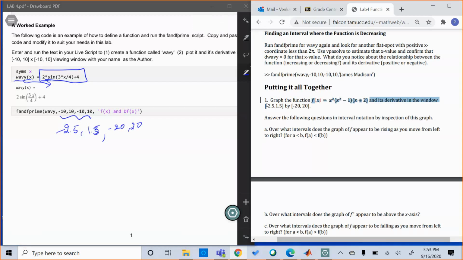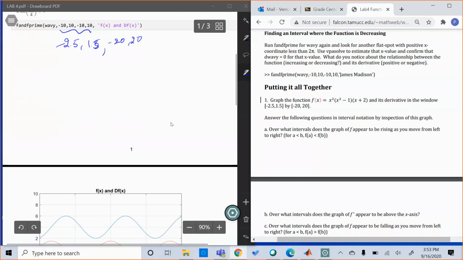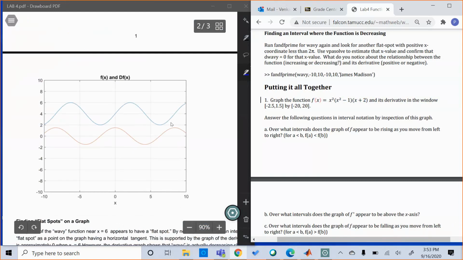After you do that, just do that and run. You will find this graph. Okay? Make sure you label it properly.